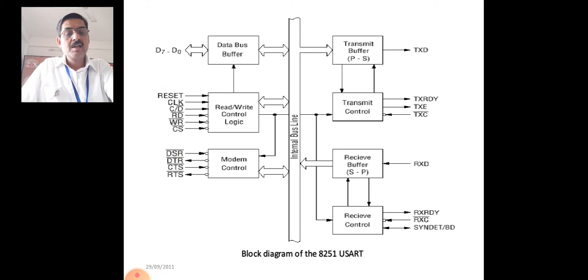Now another is SYNDET/BD. This is known as synchronous detect / break detect. SYNDET means synchronous detect and BD means break detect. This signal is used either when the data is transferred in synchronous mode or in asynchronous mode. When the data is transferred or received in synchronous mode, the synchronous detect signal is used. Or when the data is received in asynchronous mode, the break detect signal is used.